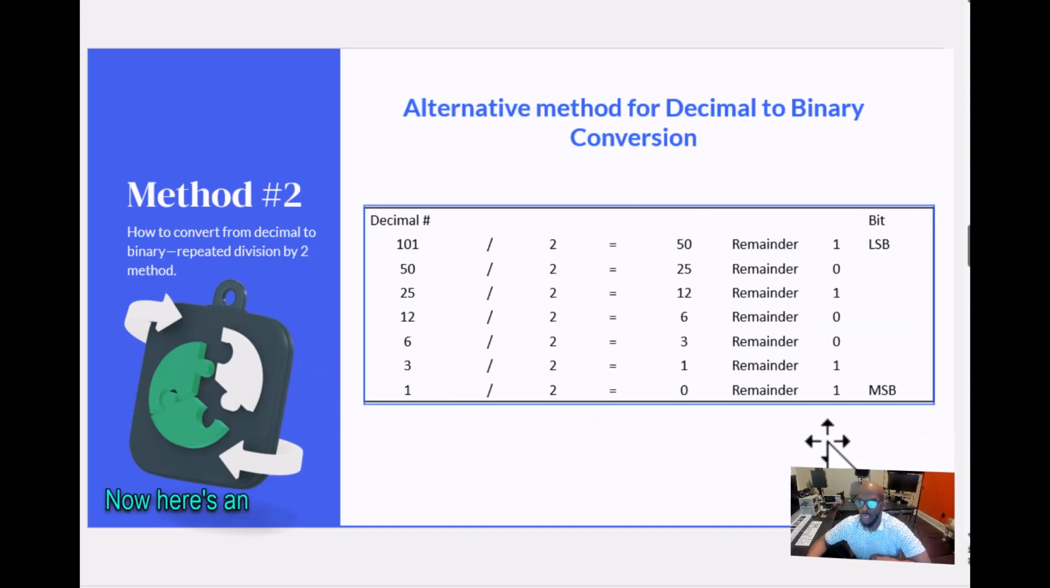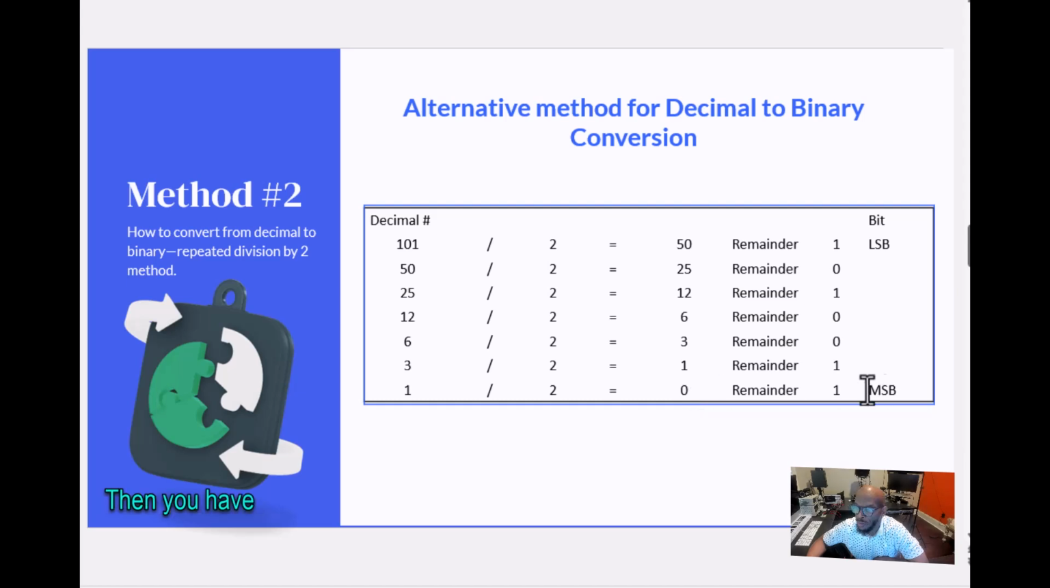Okay. Now, here's an alternate method for decimal to binary conversion, and it's called repeated division by 2. You take that decimal number and divide it by 2. When you have a remainder, you put a 1 right here. When you don't have a remainder, you put a 0. And you keep this going until you get all the way down to where you can't divide anymore.